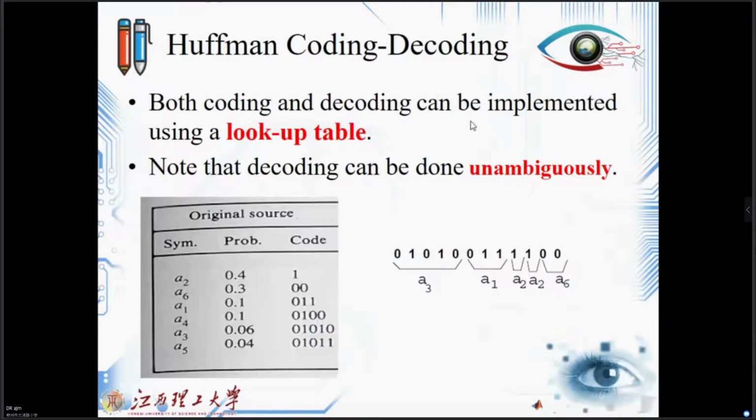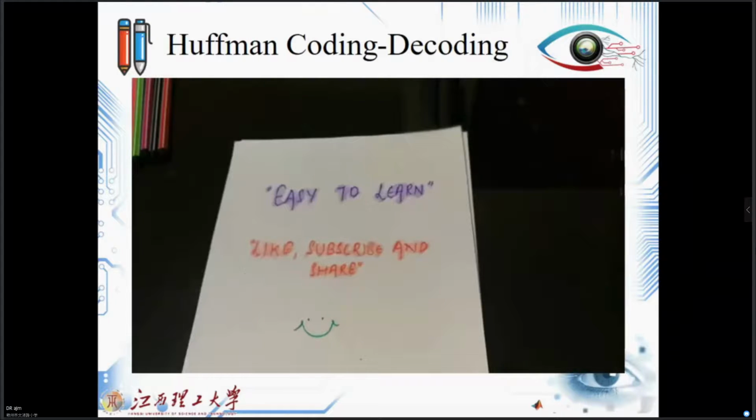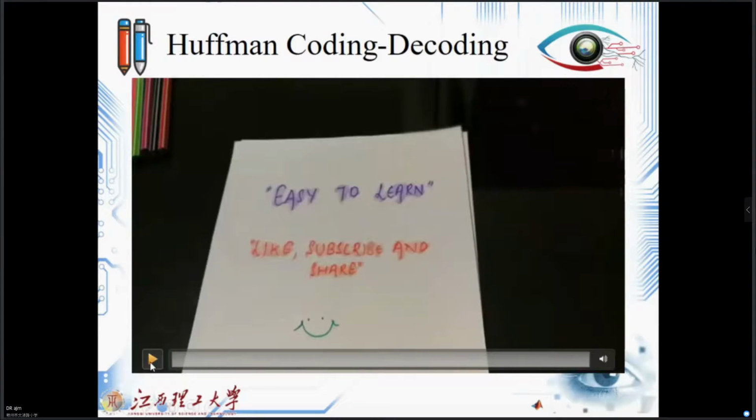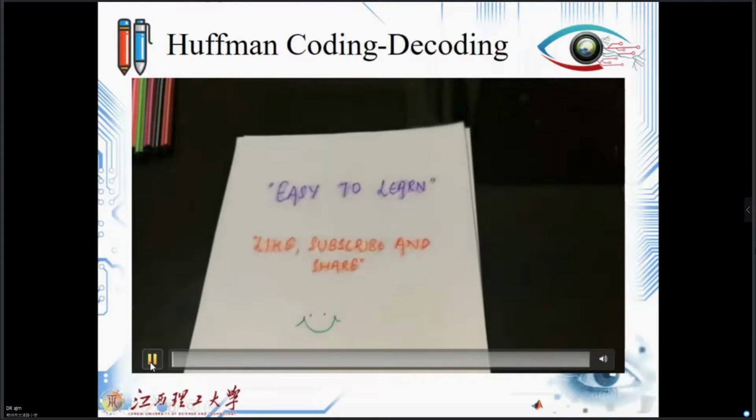And then you should remember that both coding and decoding can be implemented with the help of the lookup table, and note that decoding can be done unambiguously, and you can see it in the table here. But even though I teach you these, I thought that it is even better to solve a problem.